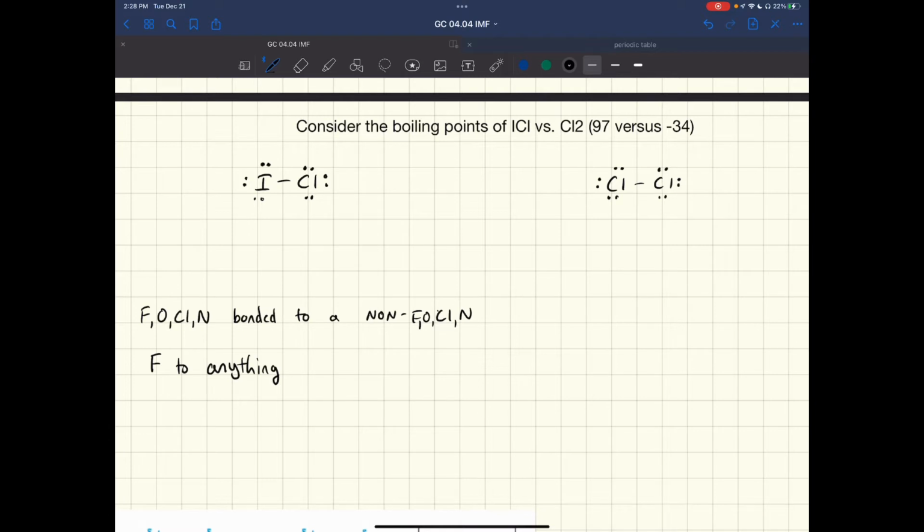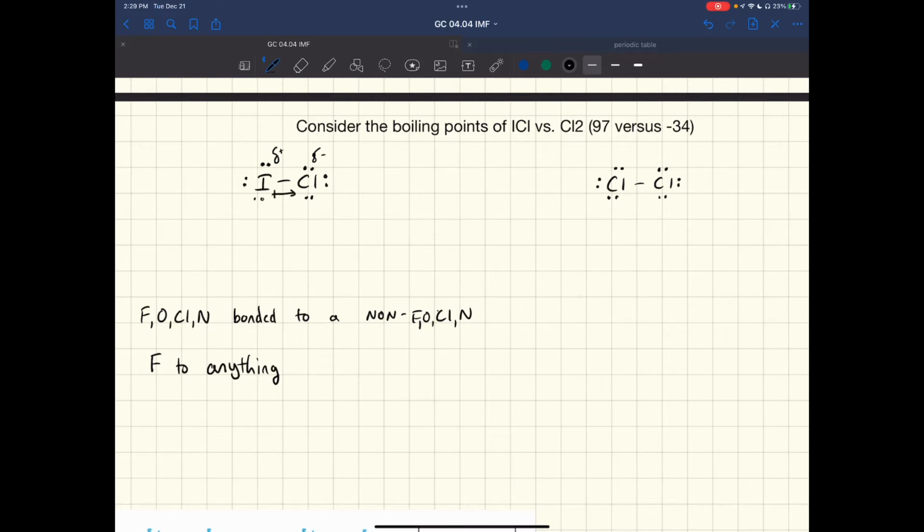So see if you can figure out which direction it's going to go. I'll just wait here for a second and let you think. Hopefully you came up with the fact that since chlorine is more electronegative, it's going to have a partial negative charge. And the iodine will have a partial positive charge. Or the other way that I could draw it is like this.